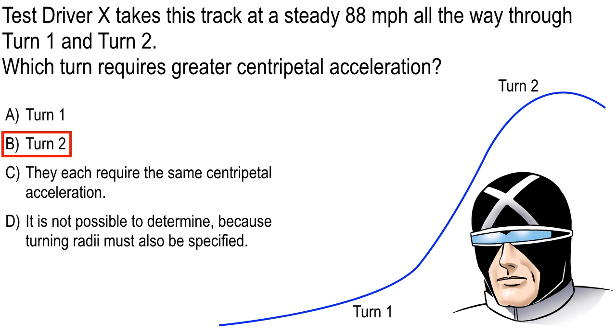Yeah, turn 2 is the correct answer. 50% of you got that correct. Now, here's the reasoning. You're going through at the same speed, right? 88.